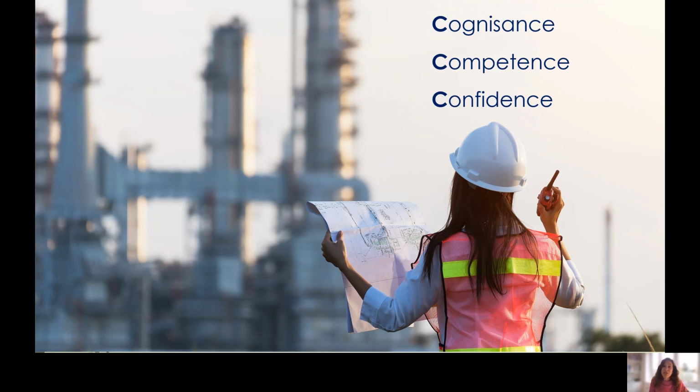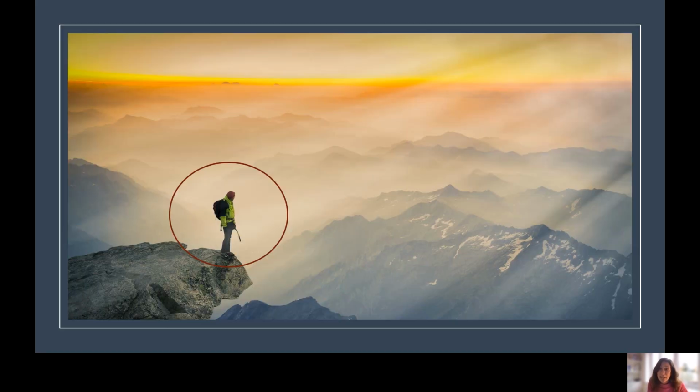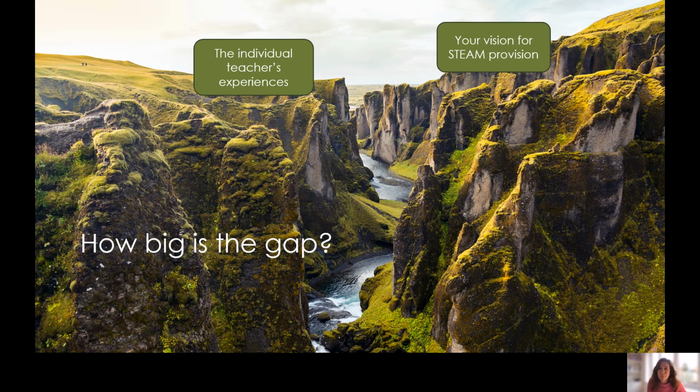Cognizance, what the teacher is aware of and understands. Competence, what the teacher is skilled at doing. And confidence, what the teacher feels capable of doing. And importantly, remember that those 3 C's are all rooted to that individual human being. They start with the teacher, not the vision. There's no point building a bridge if no one wants to cross that river, is there?